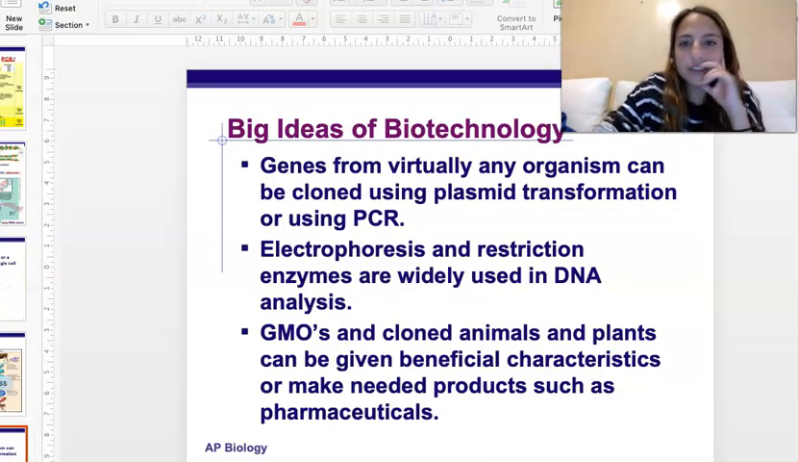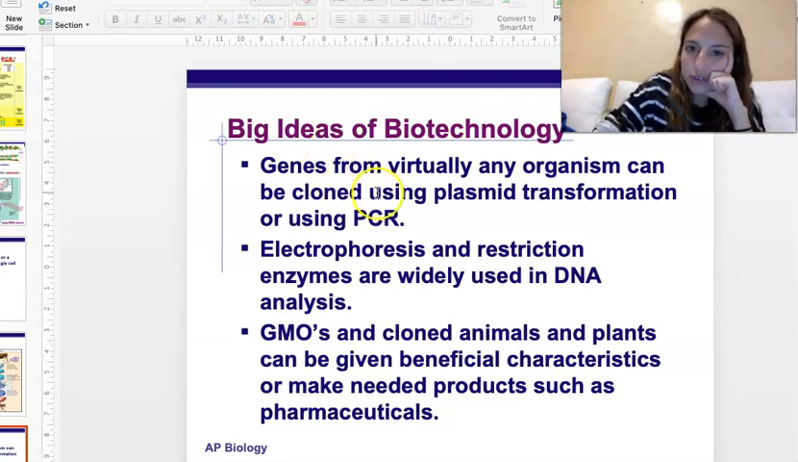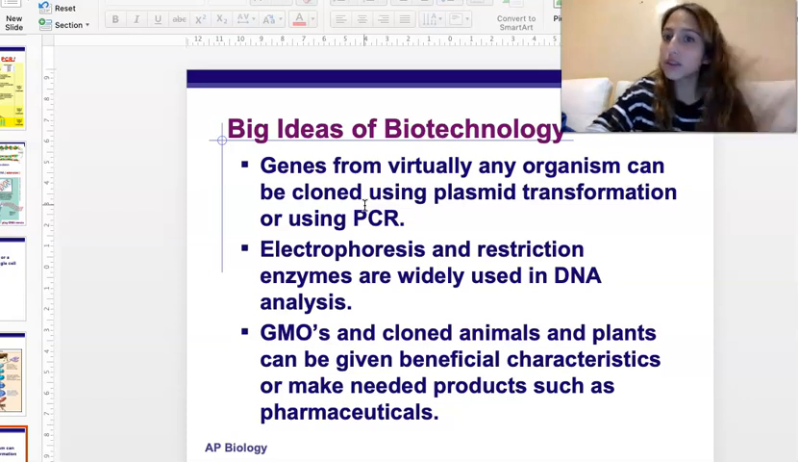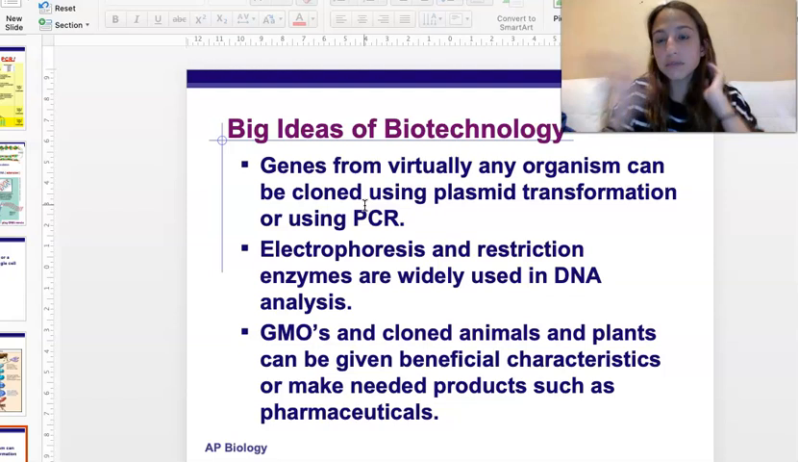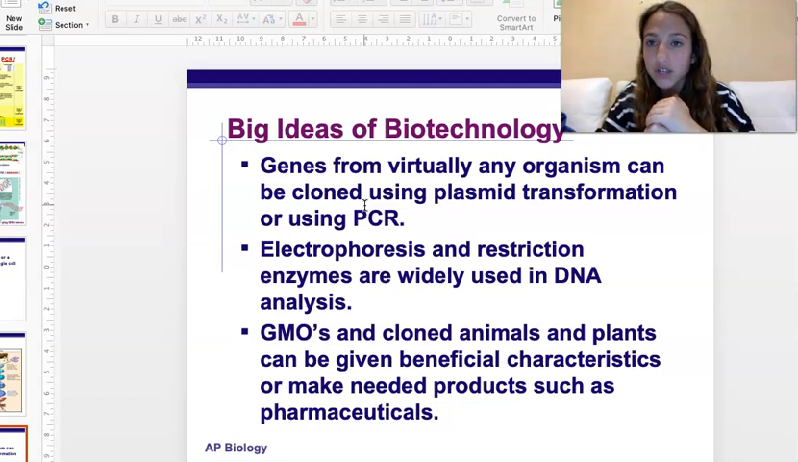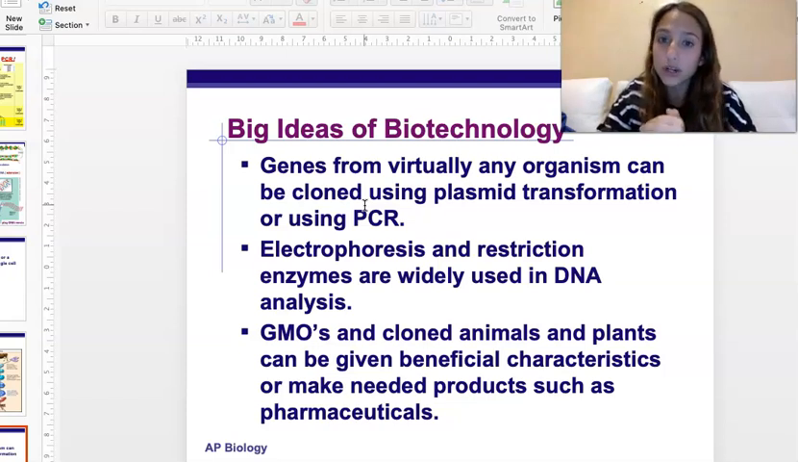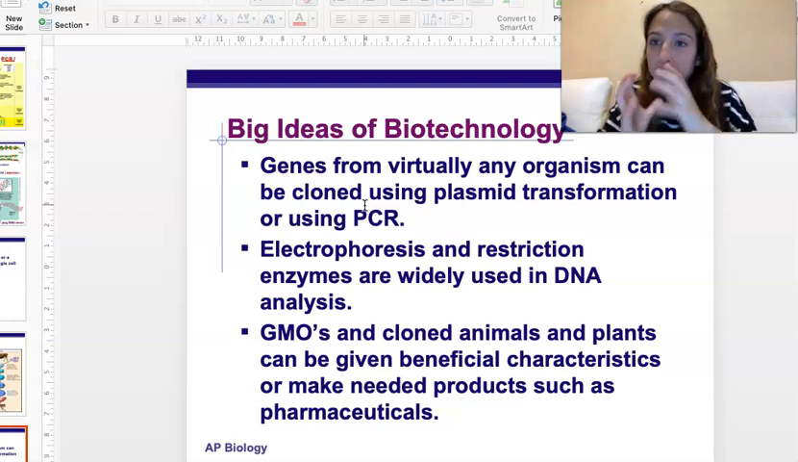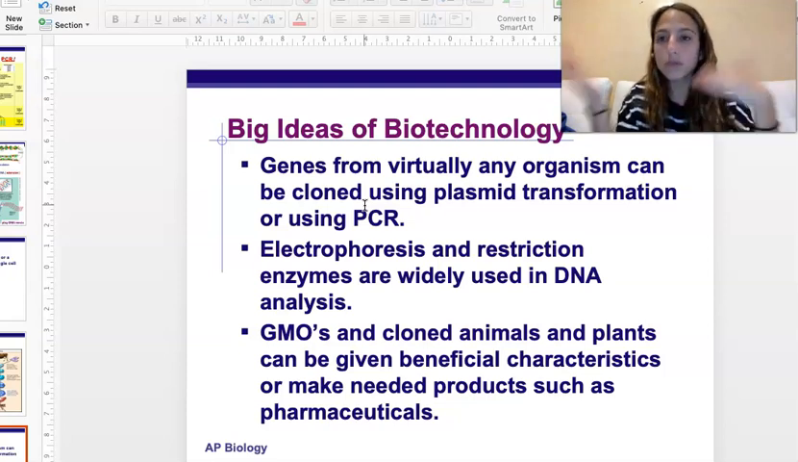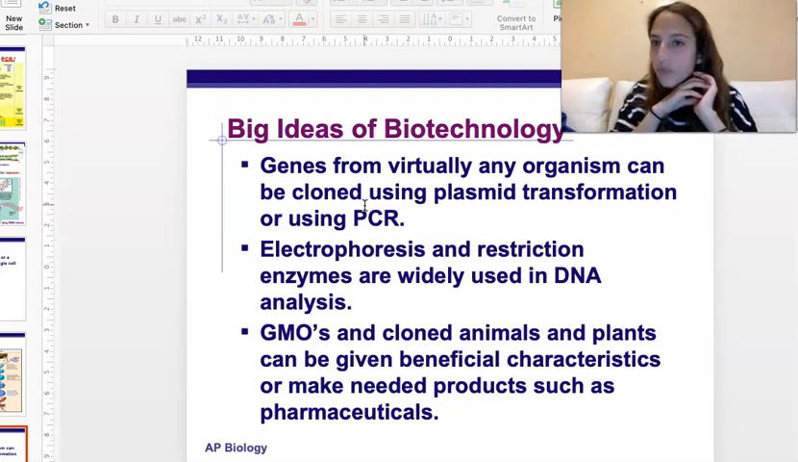Okay, so these are just the big ideas of the technology. Genes from virtually any organism can be cloned. Super, super important. You can clone with plasmid transformation, putting plasmids into bacteria and just having them replicate, and in that way cloning your gene of interest or your DNA of interest. Or you can clone it with PCRs. So you can just amplify. PCRs are an amplification of a particular DNA sequence based on this cycle of warming up, cooling down, warming up, cooling down, and having DNA polymerase replicate that DNA one after the other, one after the other.